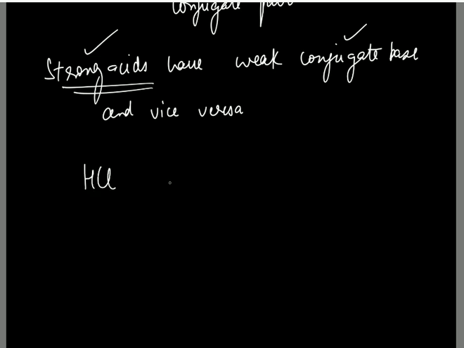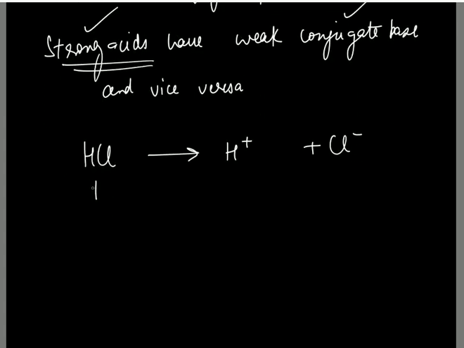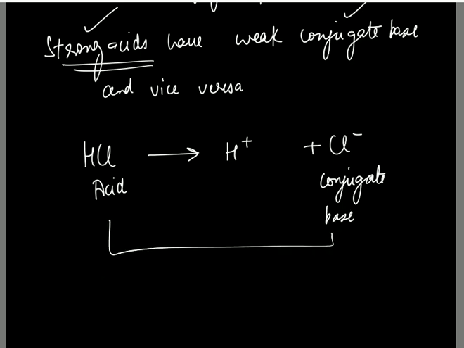So if we have HCl, right? HCl changing into H plus and Cl minus. So what do you understand over here? HCl is donating an H positive ion, if you can see that. So anything which donates an H positive ion is an acid. So what's the conjugate base over here? The conjugate base over here is Cl minus. So these two are a conjugate acid base pair. Since HCl is a strong acid, Cl minus is going to be a weak conjugate base, like that.